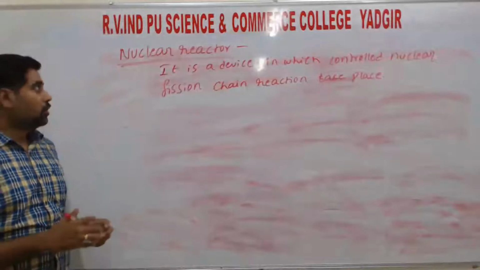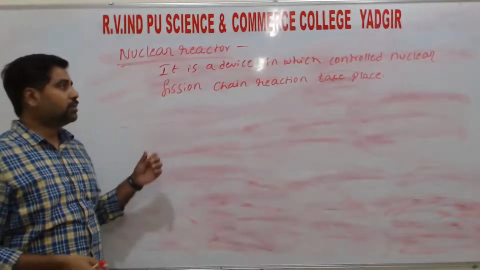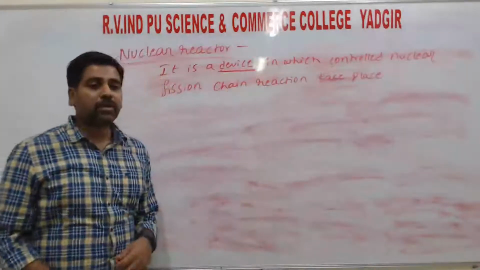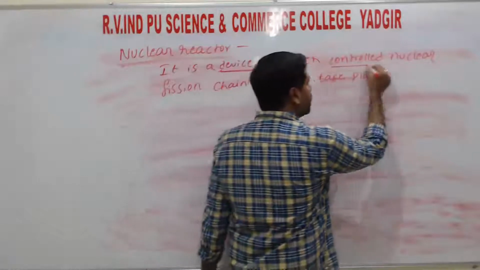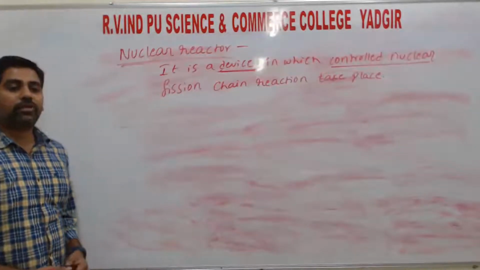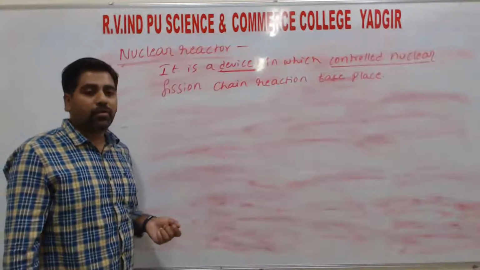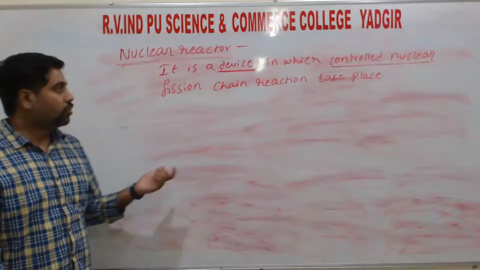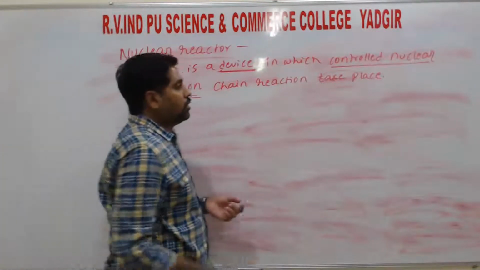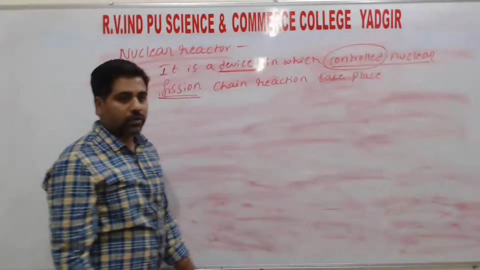Right? So what is a nuclear reactor? A nuclear reactor is one device. In this device, what happens? A controlled nuclear fission process, that means splitting of the heavier nucleus into its fragments, releasing energy along with neutrons. So that one we call nuclear fission. Then what is the meaning of controlled nuclear fission, right?